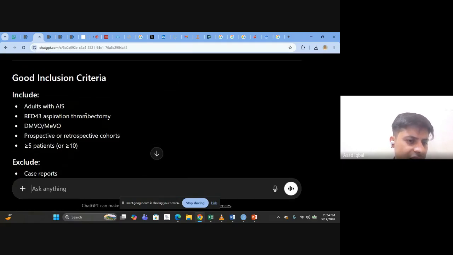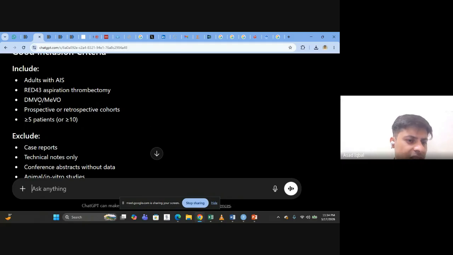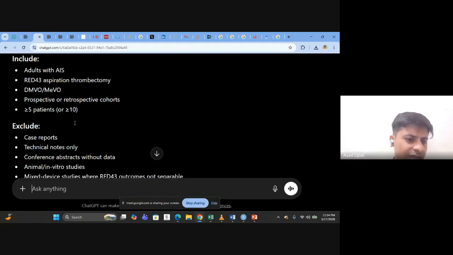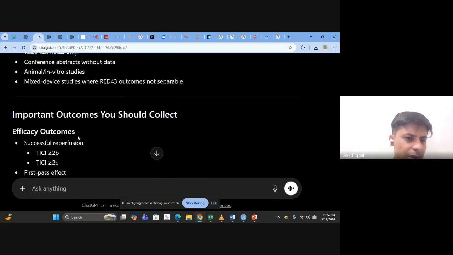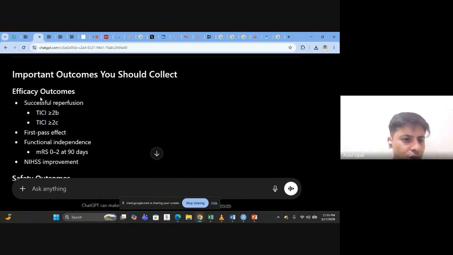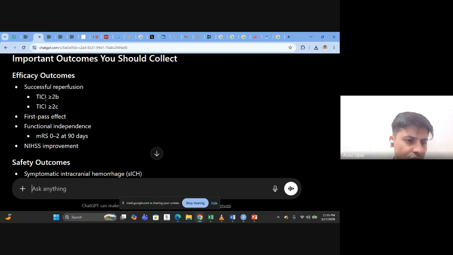Good inclusion criteria: adults with IA, aspiration thrombectomy, DMVO, prospective or retrospective, more than 5 patients. Exclude case reports, technical success reports, conference abstracts without data, and animal studies. Important outcomes: you should collect successful reperfusion. And these are the criteria.